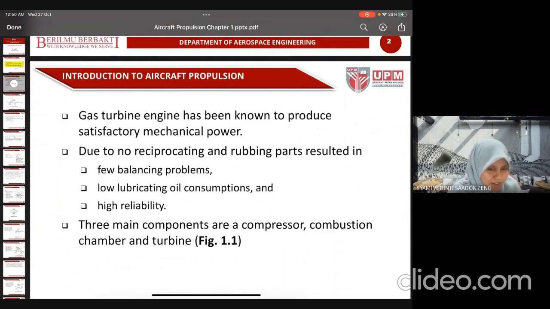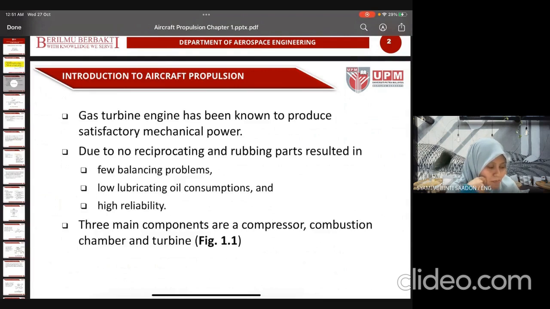But it has some drawbacks also, due to not being reciprocating. It's not a reciprocating engine. A reciprocating engine means a piston engine, but a gas turbine is not a reciprocating engine. This resulted in few balancing problems, low lubricating oil consumption, and high reliability.